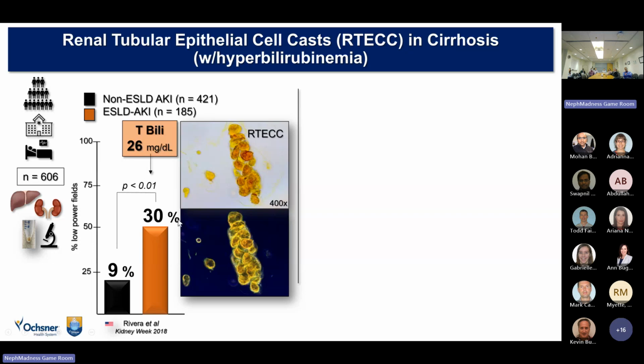And it is also important to know that the higher the bilirubin, the higher the probability of finding these casts. The average bilirubin for this group was 26 milligrams per deciliter. We do get patients referred to Ochsner in acute and chronic liver failure or coming for liver transplantation. So we get to see bilirubins in double digits almost on a daily basis in our center.